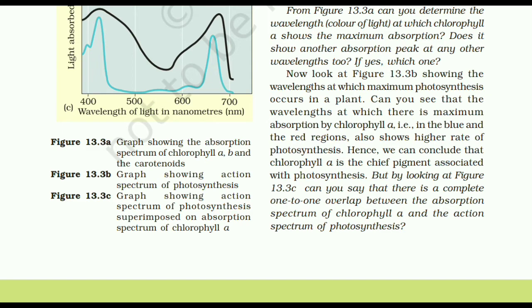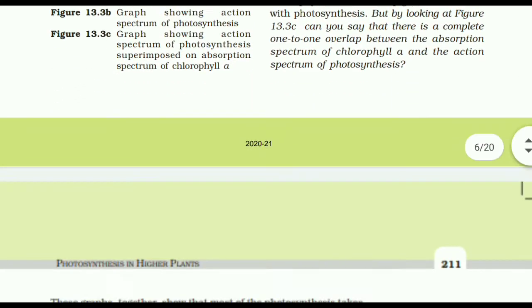If yes, which one? Now look at figure 13.3b showing the wavelengths at which maximum photosynthesis occurs in a plant. Can you see that the wavelength at which there is maximum absorption by chlorophyll A, that is in blue and red regions, also shows a higher rate of photosynthesis? Hence, we can conclude that chlorophyll A is the chief pigment associated with photosynthesis. But by looking at figure 13.3c, you can see that there is a complete one-to-one overlap between the absorption spectrum of chlorophyll A and the action spectrum of photosynthesis.